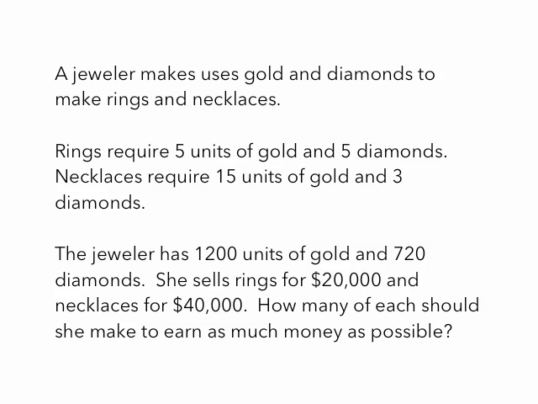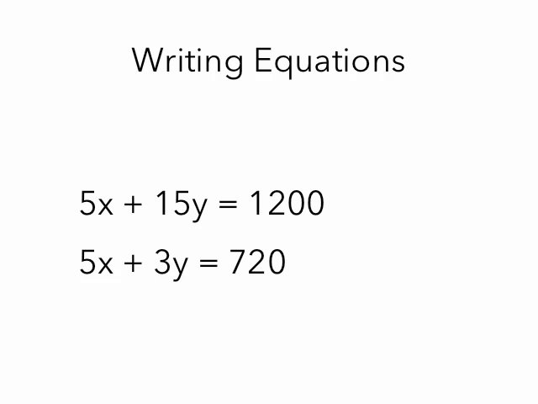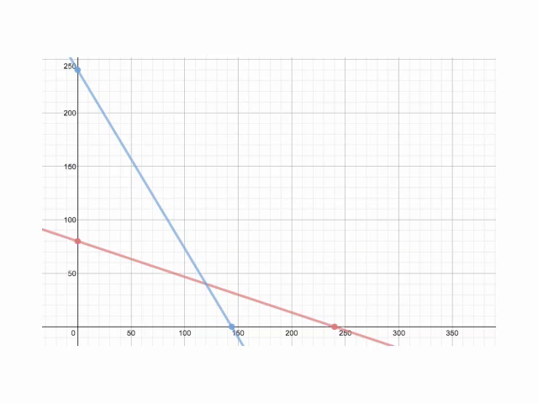So here's the jeweler problem we've been working on. We figured out in part 1 how to take that problem and write it in the form of two equations in standard form. In part 2, we looked at how to take those equations and graph them. And now in part 3, what we're trying to do is figure out where those intersect. Now, by looking at the graph, it looks like it's about 120 for x and 40 for y. We're going to look today at how to figure that out for sure.